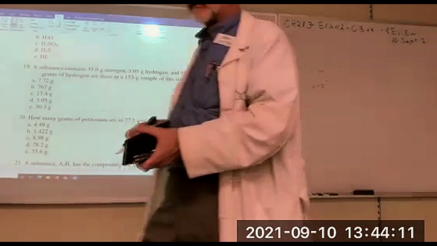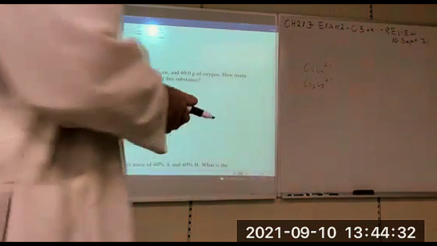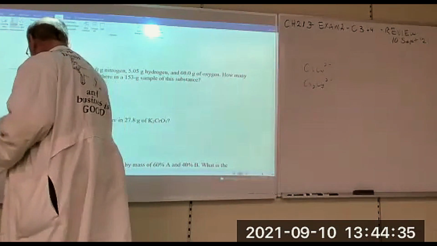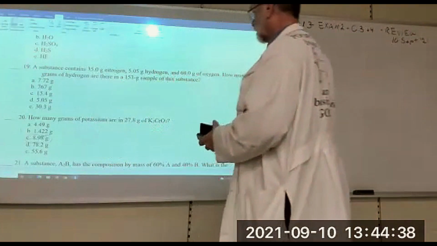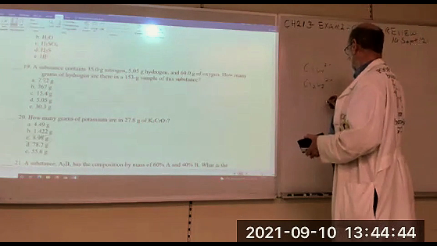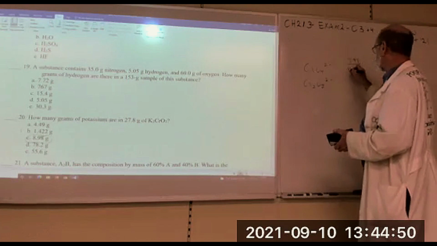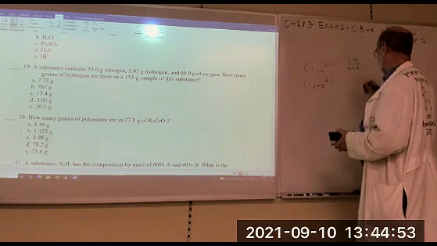Let me see what the answer is supposed to be. We can figure it out. No, 20. It should be 8.98. This one. So maybe we can figure backwards. How many grams of potassium are in 27.8 grams? So 8.98 per 27.8 equals what?